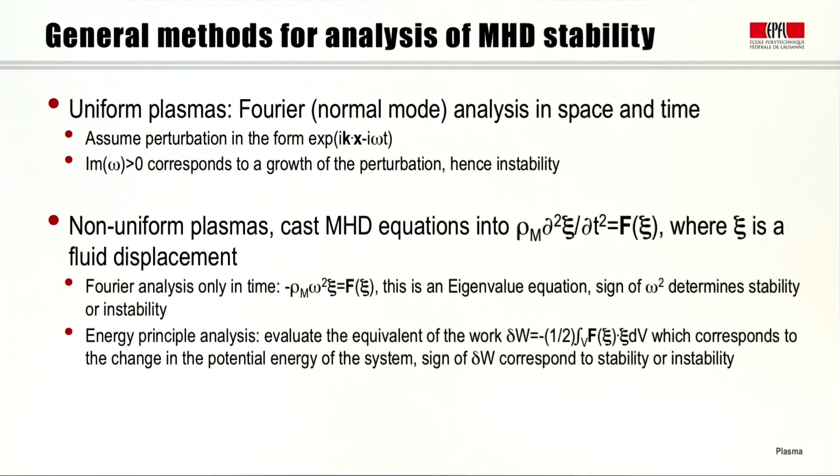We can also perform an energy principle analysis. We can evaluate the equivalent of the work δW, which is minus 1/2 the integral over the plasma volume V of F dot ψ. This corresponds to the change in the potential energy of the system. The sign of δW corresponds to stability or instability.